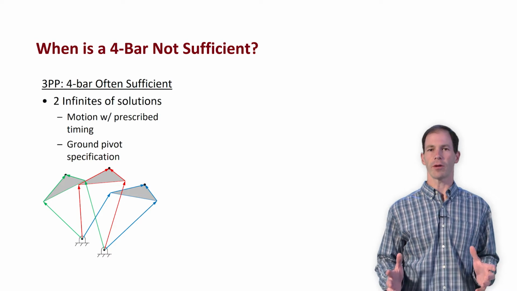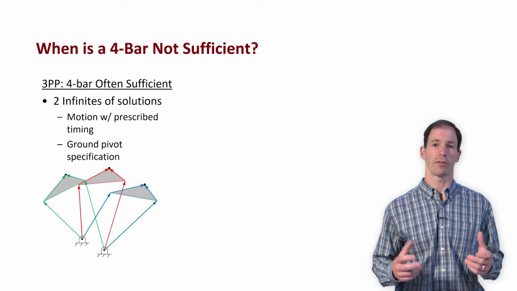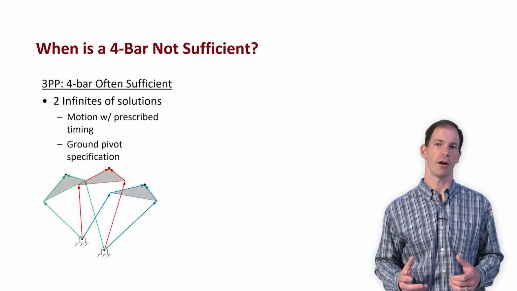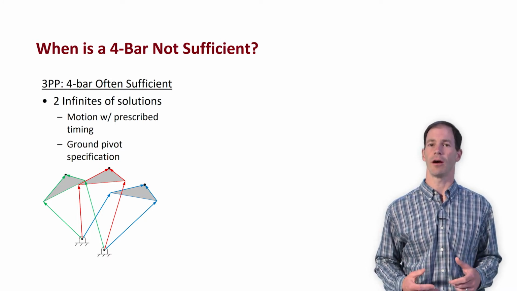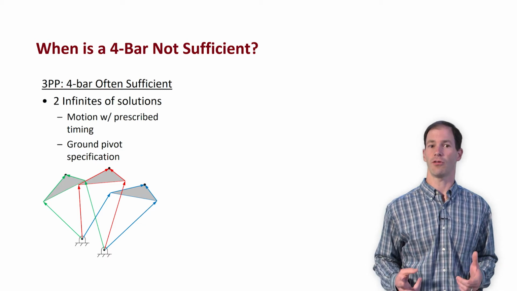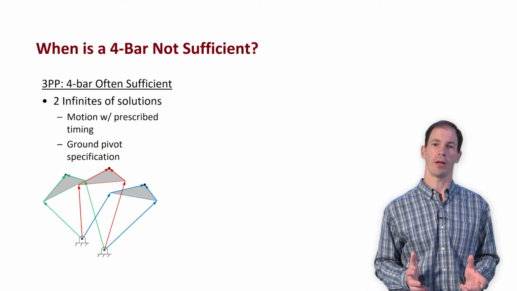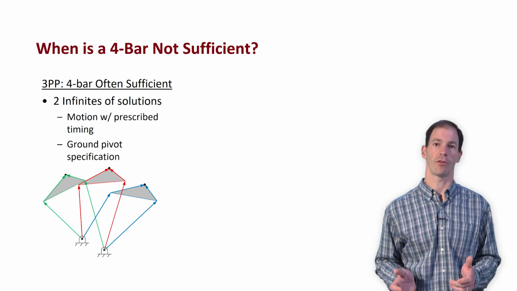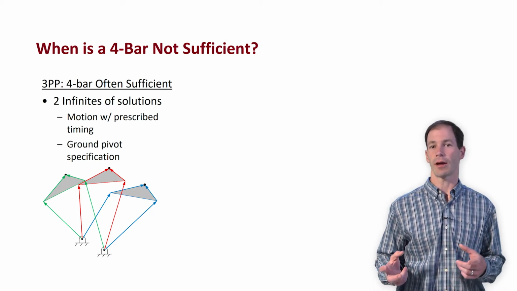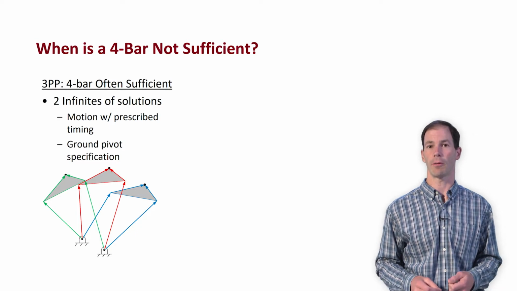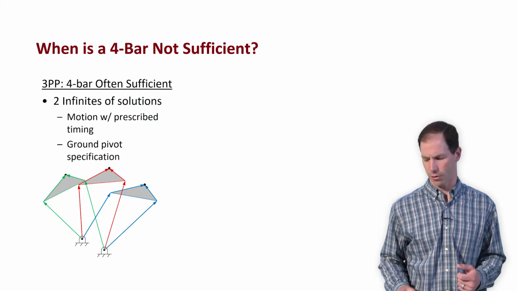So before we even go there, why would we want to extend beyond a 4-bar? Very often a 4-bar mechanism is completely sufficient for the majority of mechanical engineering tasks. In 3 precision positions, we have a huge amount of flexibility. We have 2 infinities of solutions, in other words, 2 free choices. I can make use of those to pick a motion generator with prescribed timing, meaning I'm prescribing what the rotation of the input link is, those beta 2 and beta 3 free choices. Alternatively, we'll learn later on that I can use those free choices to pick the location of my ground pivots and do ground pivot specification. So I have quite a bit of flexibility with 3 precision positions.